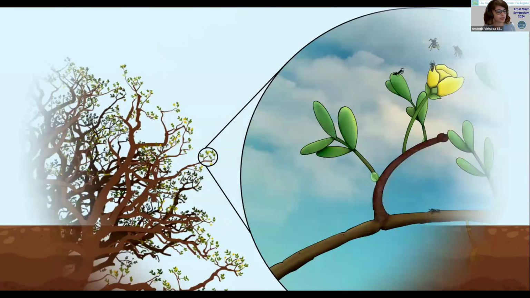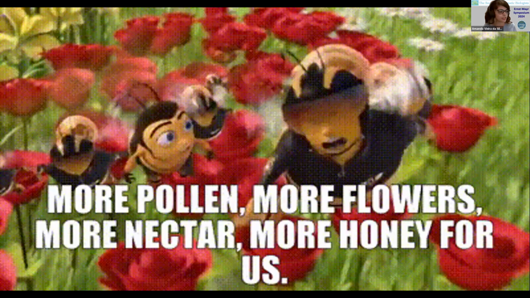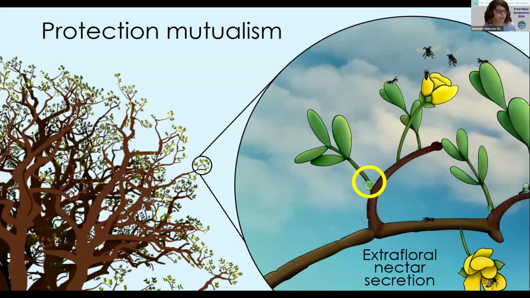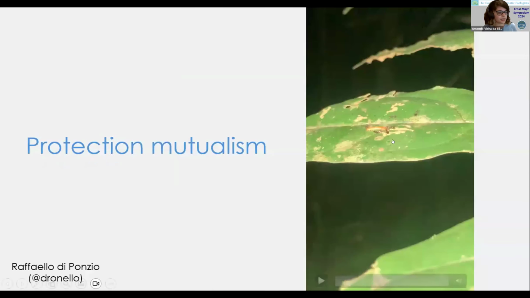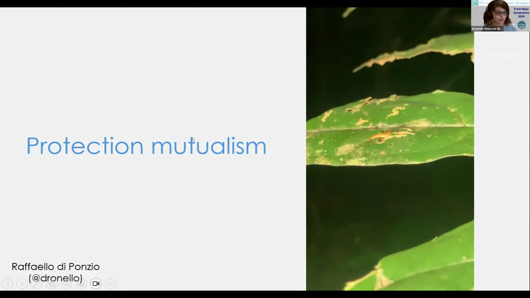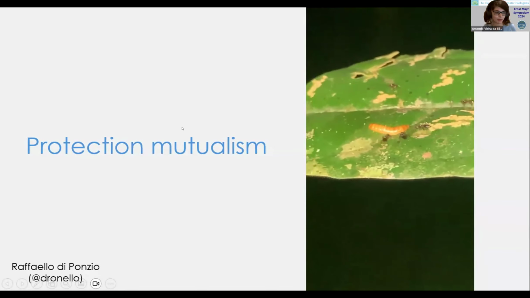Plants, for instance, can interact with pollinators, and pollinators will gather the nutritional rewards, and the flower will receive the pollen transfer. But they can also interact with protective mutualists. For instance, the ants that patrol the plants and repel the herbivores. And this protection mutualism is mediated by the secretion of extrafloral nectar, which is a substance rich in carbohydrates. And here you can see the ants repelling a possible herbivore.